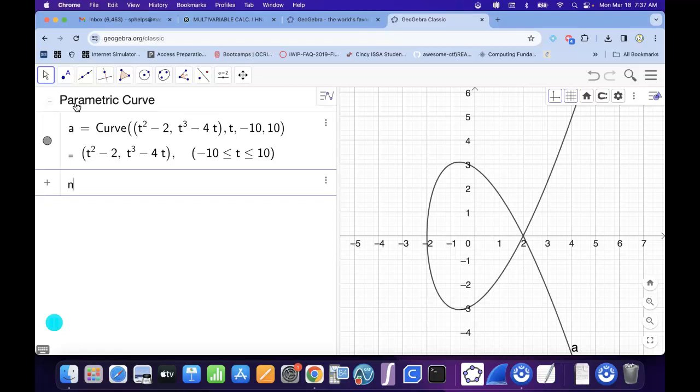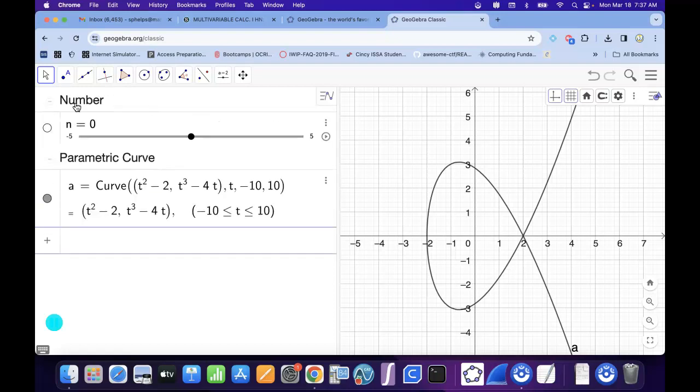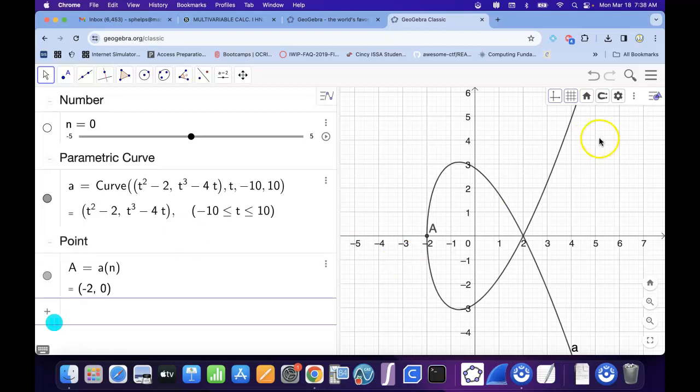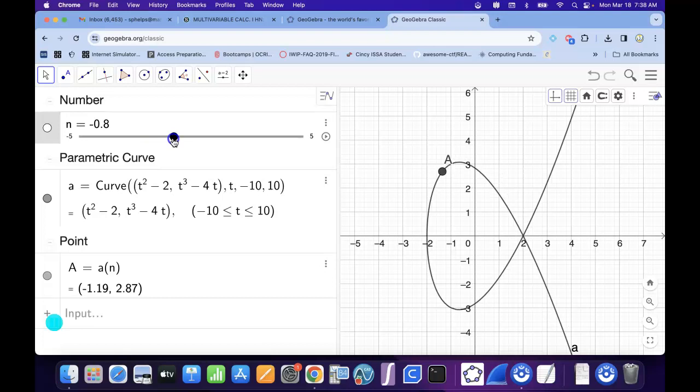So I want to make a slider. So I'll just go n equals 0, and that's my slider. And then I want to place a point on this curve, so it's moving around. So I will go a of n, and I probably need to make that a little bit larger so it's easier to see. There you go. And so as time moves, that's actually my time slider. Okay, that's time equals 0. That's where it starts at. And as time goes forward, it kind of goes down and goes up.